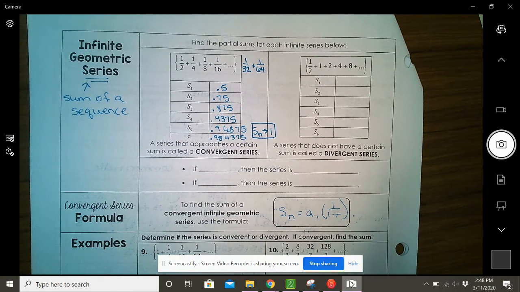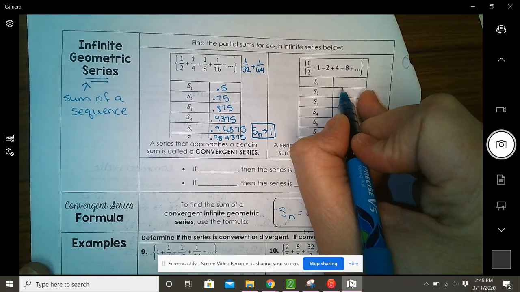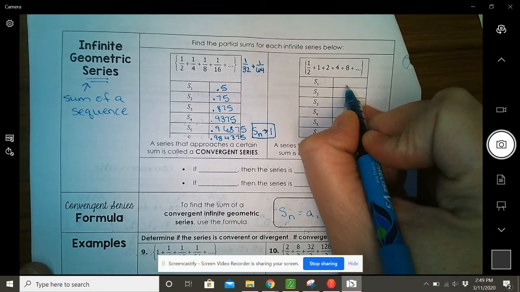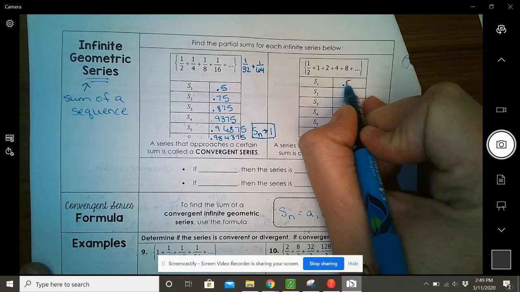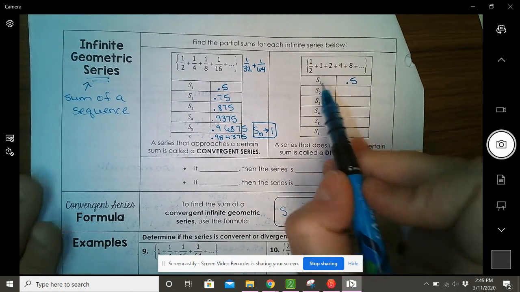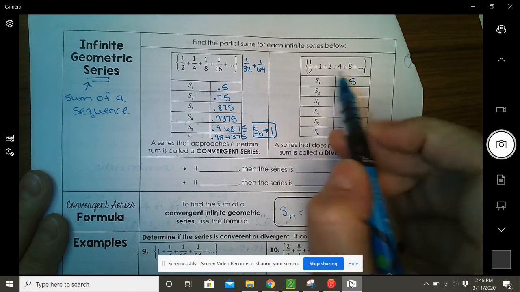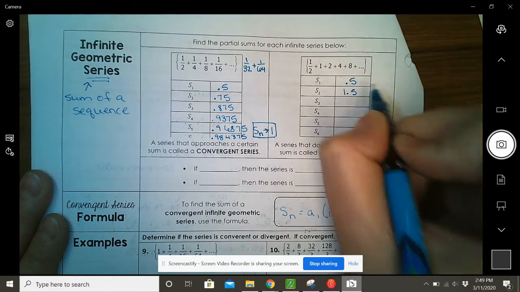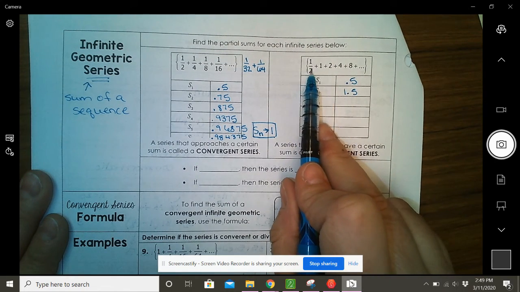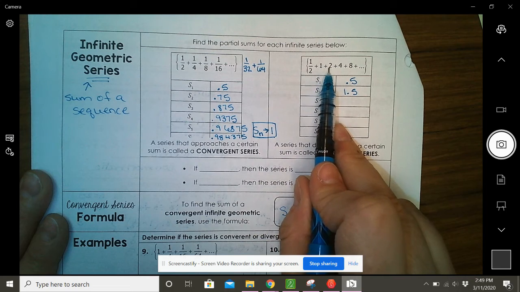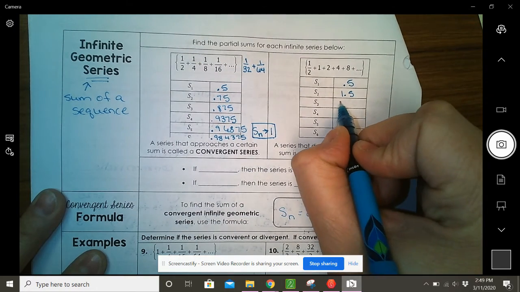All right, let's compare it to this next example. Take a look at this sequence. I start with 1/2, and then it goes to 1, 2, 4, 8. So it's growing, and this time I'm multiplying by 2 every time. Again, the first sum is a give me: the sum of 1/2 is 0.5. The sum of 1/2 plus 1 is 1.5. The sum of the first 3, 1/2 plus 1 plus 2, is 3.5.